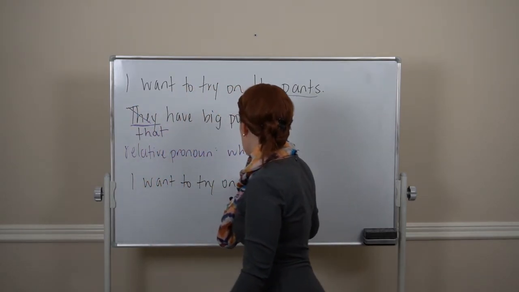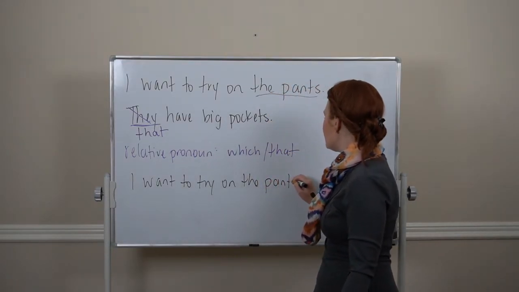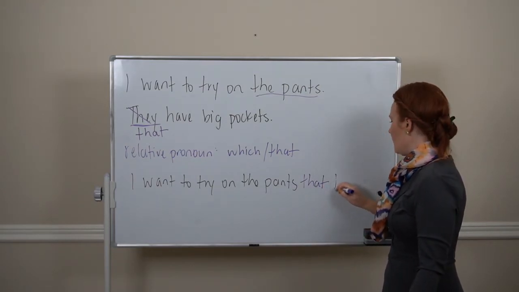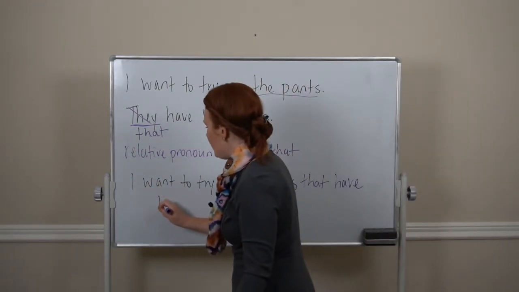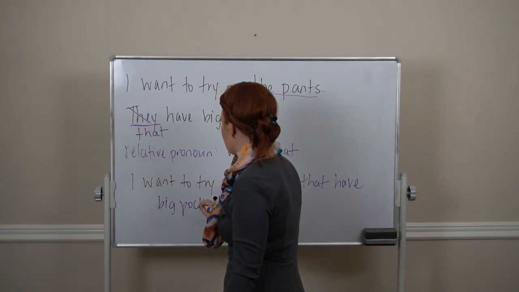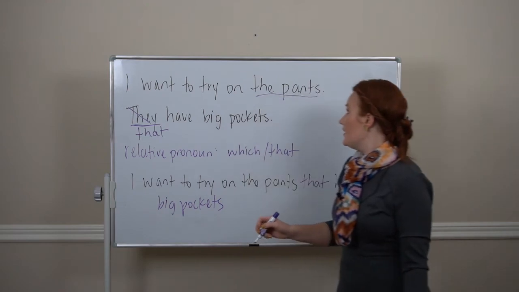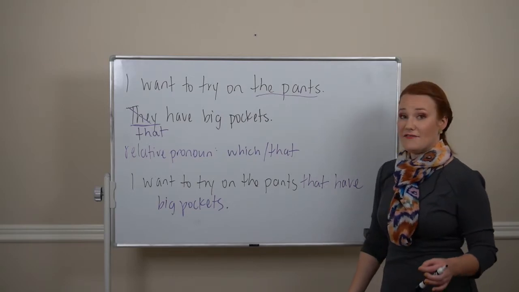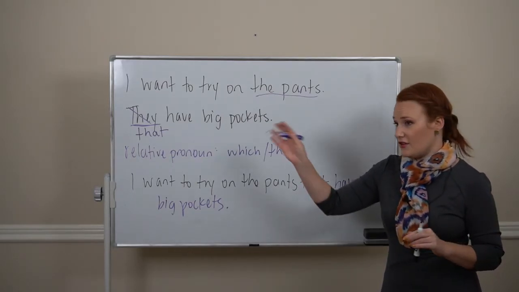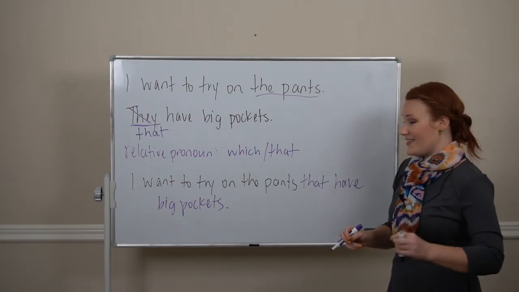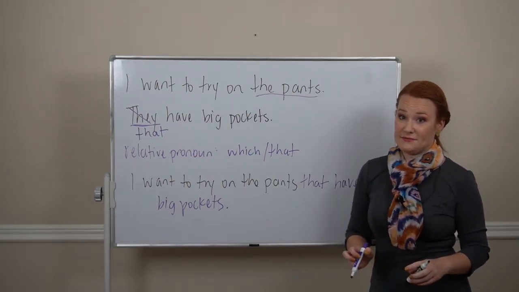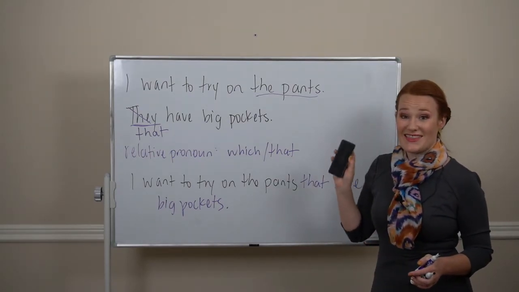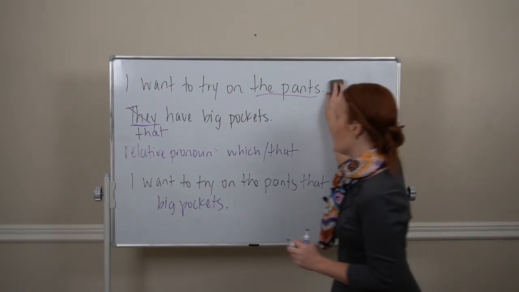I want to try on the pants. That is our relative pronoun. Have big pockets is the rest of our relative clause. And that was the end of the first sentence, so we're good. I want to try on the pants that have big pockets. Not any pants, not those pants, specifically the pants that have big pockets. All right, so that is people and things. We've got two more categories I want to talk about.